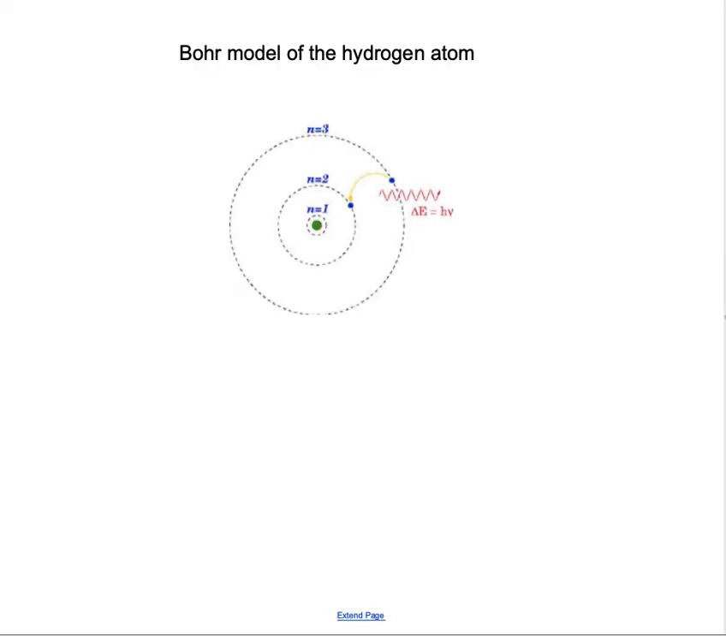And you've probably seen a diagram that looks something like this. The green dot represents the nucleus, the dashed circles represent the fixed orbits, n equals 1 is the ground state, n equals 2 is the first excited state, and so forth. This diagram represents the electron dropping from the third orbit to the second orbit. When it does so, it emits a photon of electromagnetic radiation that contains an energy equal to the difference between the higher state and the lower state. This transition actually corresponds to the red line we saw in the line emission spectrum.